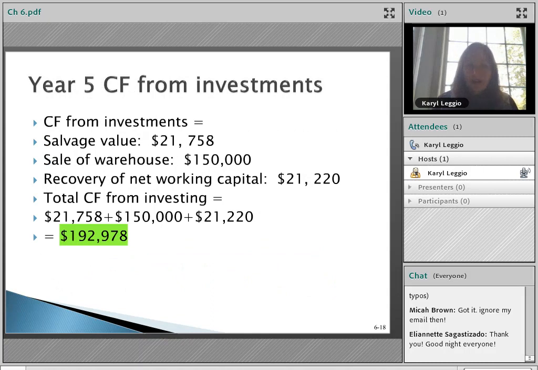Okay, so what do we know? Our salvage value is $21,758. We're going to sell our warehouse for $150,000. We're going to recover net working capital of $21,220. So from our investments that we had to make to undertake this project, altogether, we're going to have a cash inflow in year 5 of $192,978. I think on the spreadsheet, because we simplify it, it's 192.98. But in essence, this is what we're recovering in the last year.